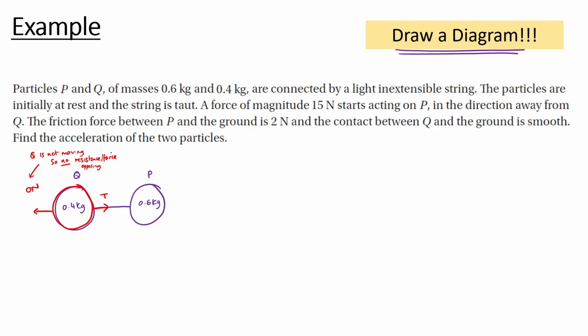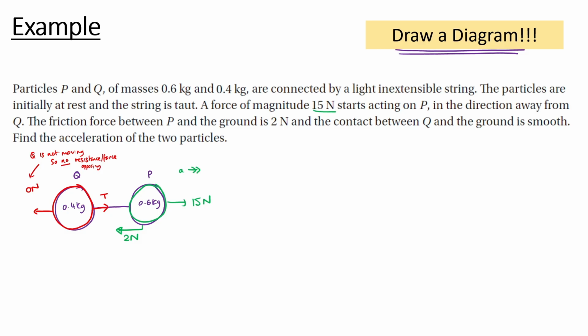So no opposing force. And then if I look at P, let's use a different colour for this, that has an acceleration acting away from that, which I do not know, but it's moving with a force of magnitude 15 newtons, and the resistance force is 2 newtons going in this direction. So looking at this, there's a couple of ways in which we could look at this.